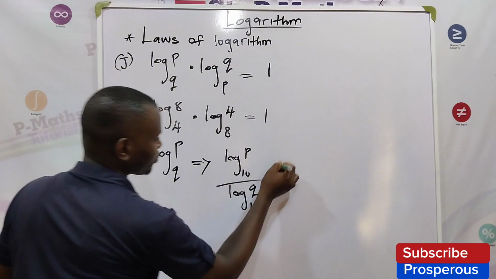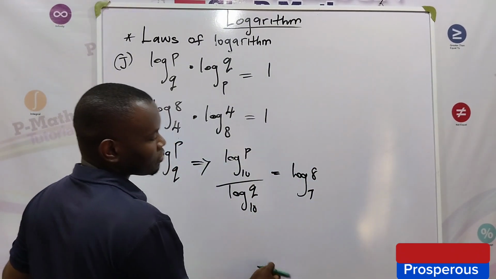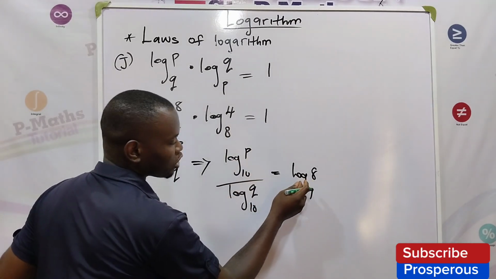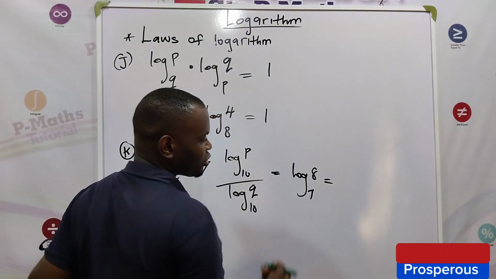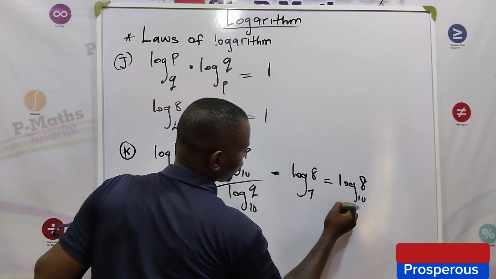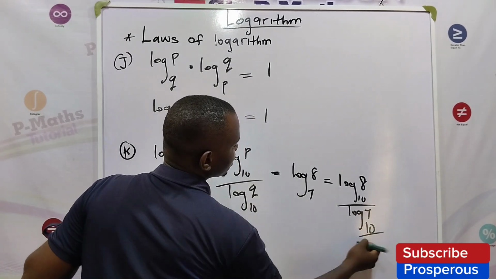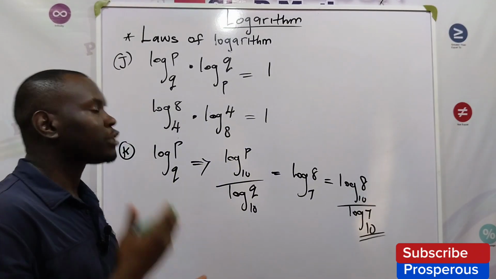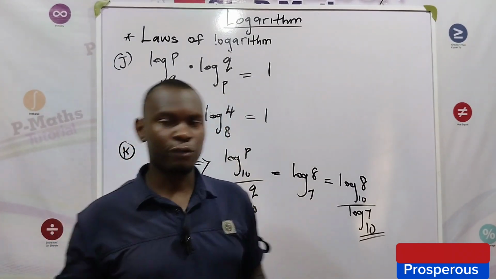Look at this example. I have logarithm of 8 to base 7. This can never simplify. There's no way we can simplify logarithm of 8 to base 7. So in order to solve it, I will introduce a change of base. So this becomes logarithm of 8 to base 10 over logarithm of 7 to base 10. With this, we can simplify the function. So these are the laws of logarithm we'll be considering in the solving of simplification of logarithms.